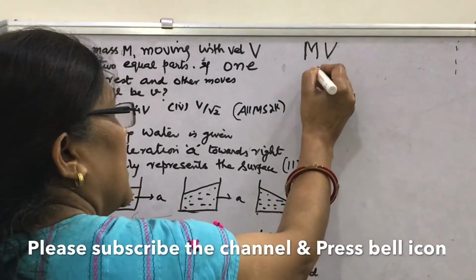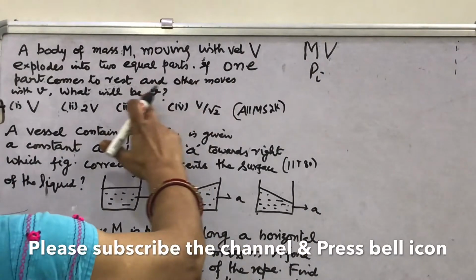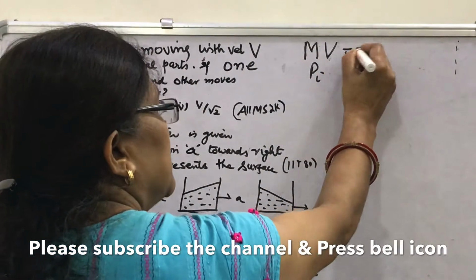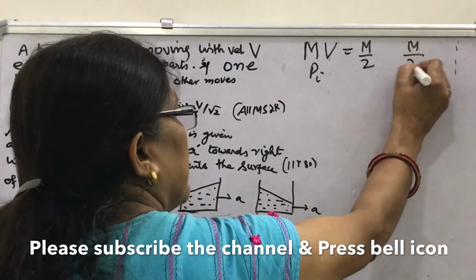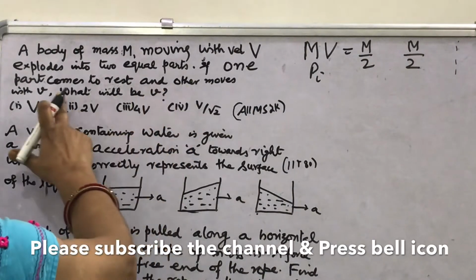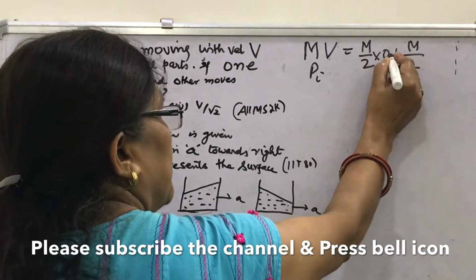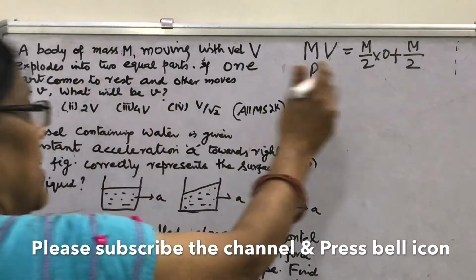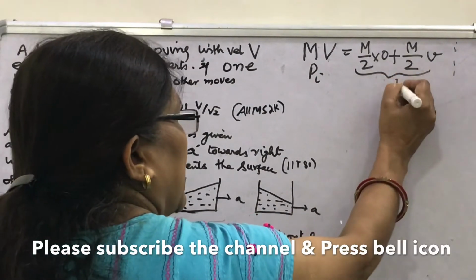So p_i is the initial momentum. What is after? It is broken into two equal parts. So one part is of mass m by 2, the other is of mass m by 2. Mass into velocity is momentum. The first part comes to rest, so its velocity is 0, plus the other part moves with the velocity V. So we have written this final momentum.